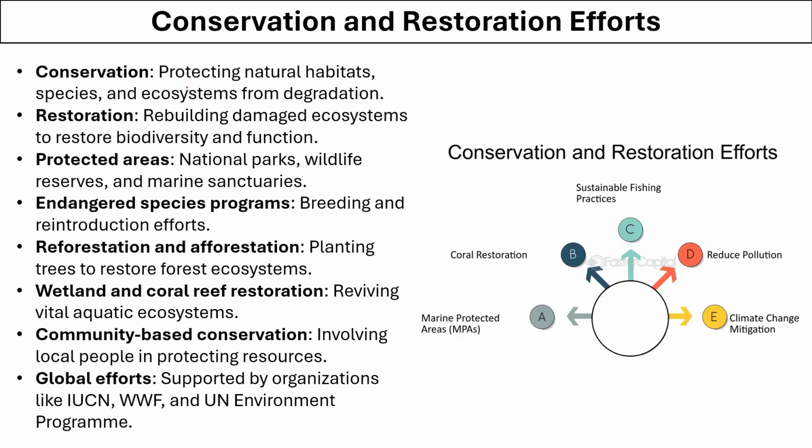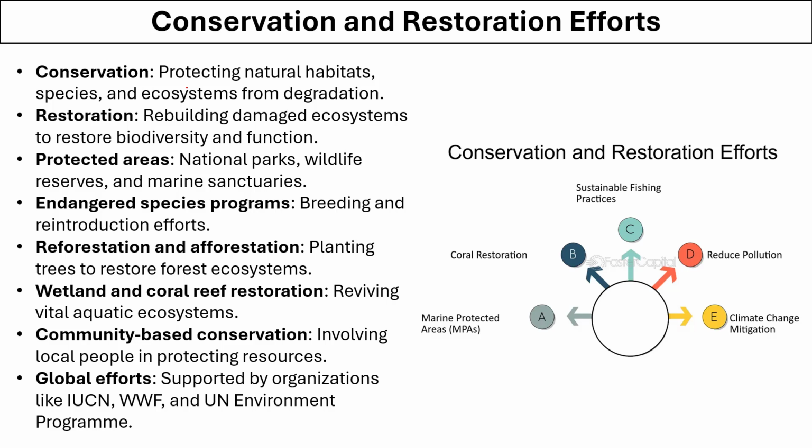Conserving resources is protecting the natural habitats, species, and ecosystems from degradation. Restoring means rebuilding what has already been damaged so that we can restore the associated biodiversity and their function. Protected areas like national parks, wildlife reserves, and marine sanctuaries help in conserving these important species and their habitat. Endangered species programs are aiming at breeding and reintroducing the species which are endangered.